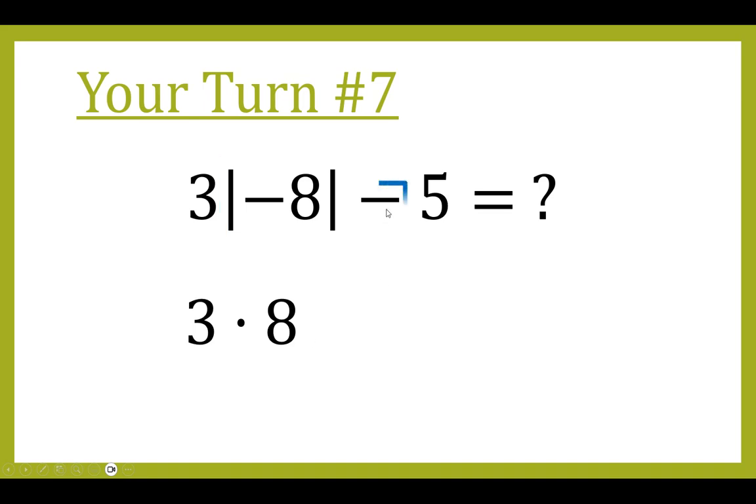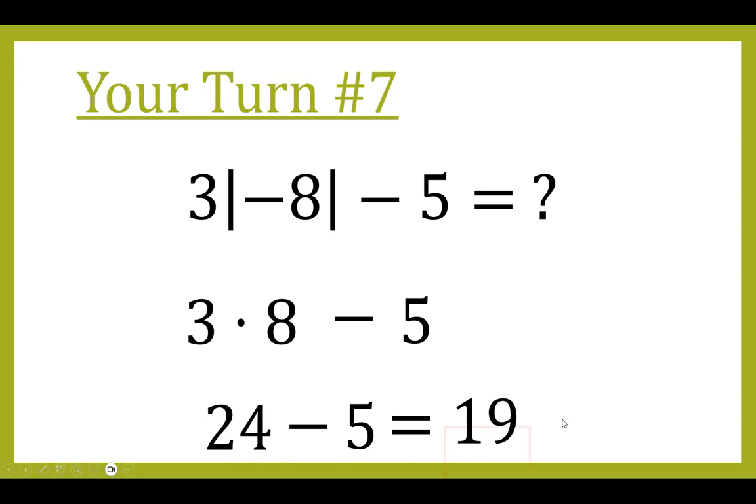I'm going to bring down this minus sign. And then lastly, I'm going to bring down this +5. Okay. So bring that down. Order of operations, I'm going to multiply first 3 times 8. I know that that is 24. Then I'm going to bring down my minus, and I'm going to bring down my positive 5. Simplify, 24 minus 5 equals 19. And that is it for this problem.